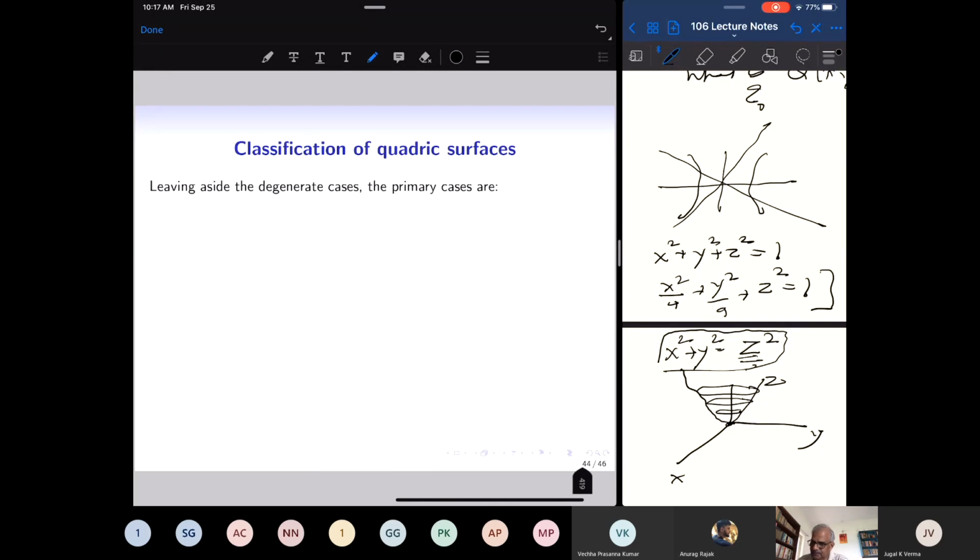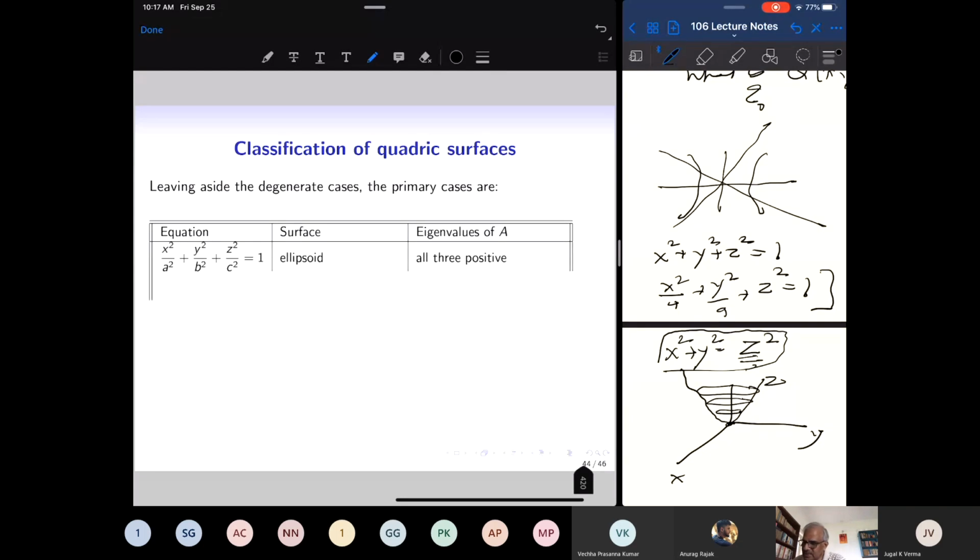Just like in the case of two variables, a quadratic equation can represent the empty set, it can represent a pair of lines, it can represent one line repeated, or it can represent an ellipse or hyperbola or parabola. So these were the 6 classifications. Similarly, for quadratic equations in 3 variables, we have a classification. There are some degenerate cases like the empty set, or 3 distinct lines, or 2 lines, or 1 line, and then there are other shapes. So these are the primary cases which are non-degenerate.